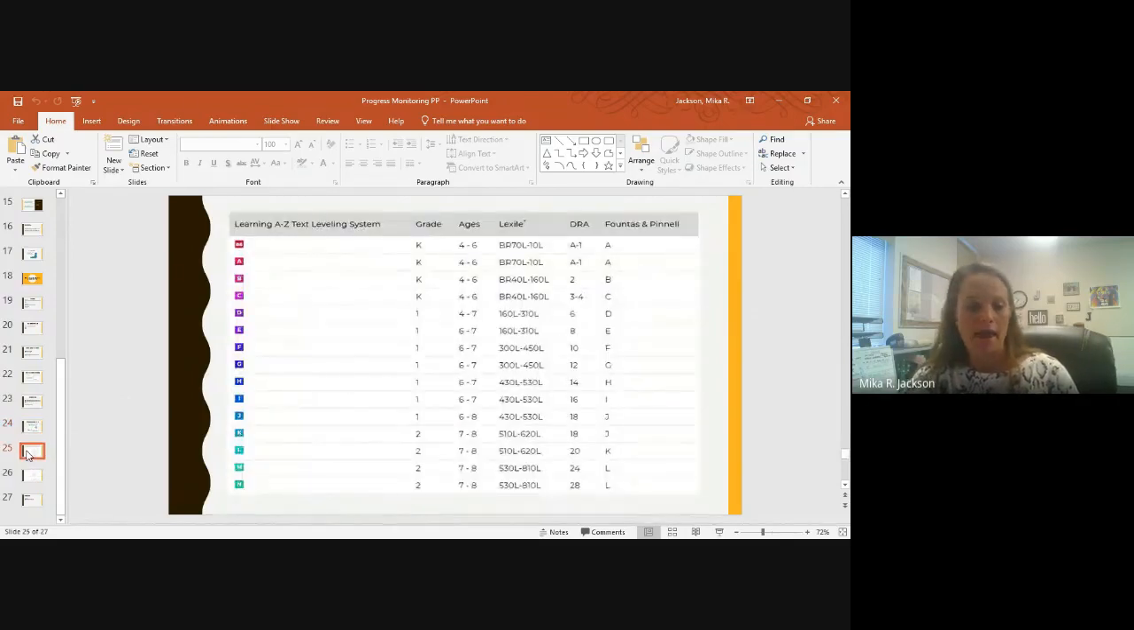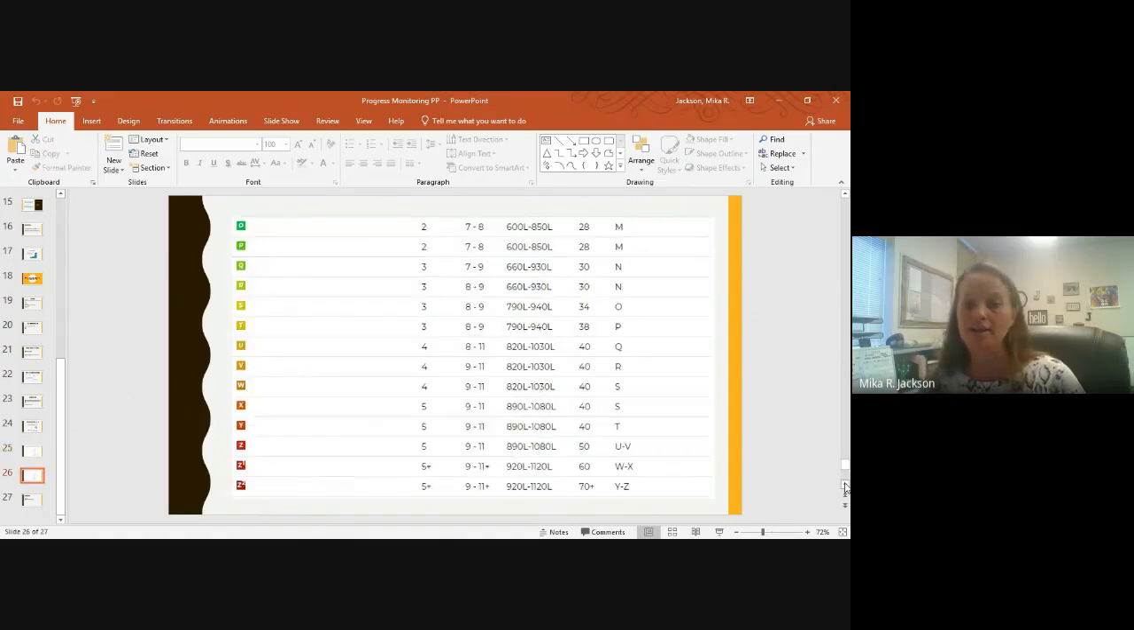And lastly, I just gave you guys a little information about Learning A to Z versus Lexile versus DRA, Fountas and Pinnell. You can get Rigby books, all kinds of charts off of the internet, conversion charts. They are a dime a dozen. So anything you need, you can find it.